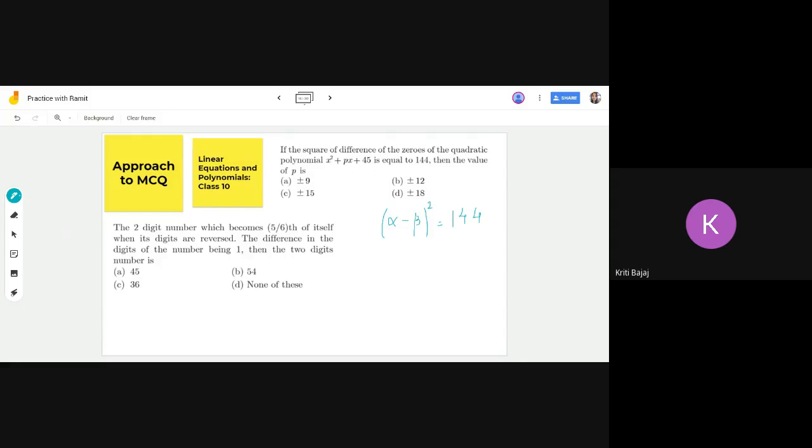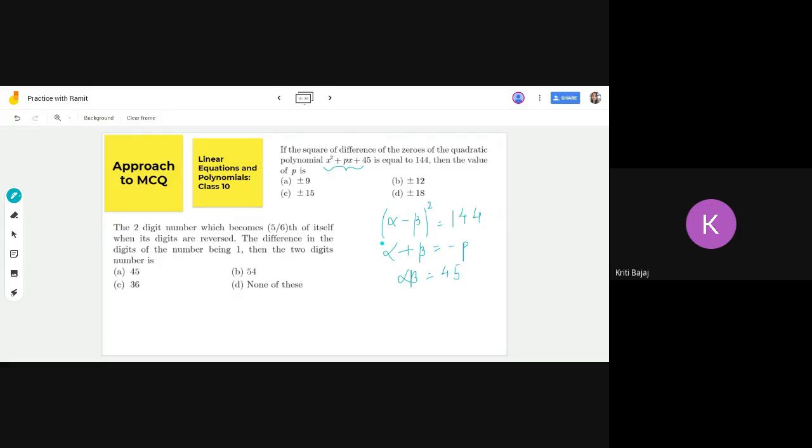Now, what can you tell me about alpha and beta from this polynomial itself? Alpha plus beta will be minus p upon 1, because it is minus b by a. And what else can you say? Alpha beta will be 45, correct, absolutely. We have recapped that the sum of the zeros and the product of the zeros are given by minus b by a and c by a respectively.